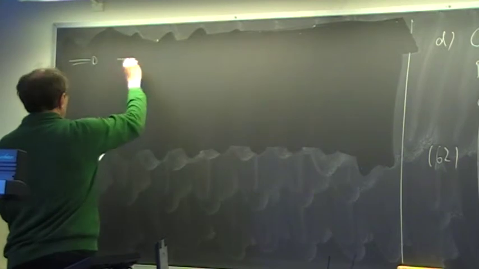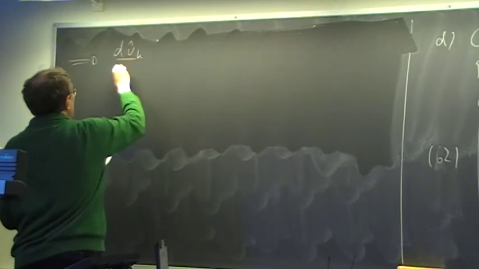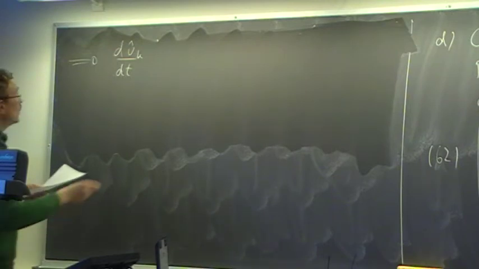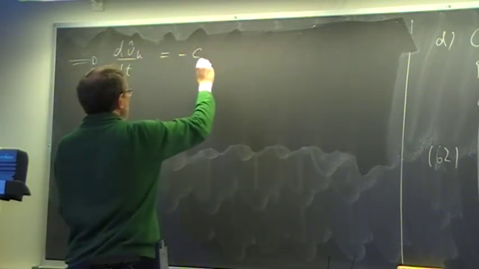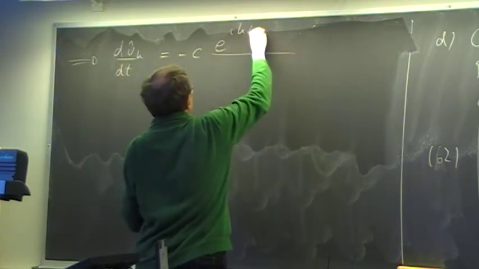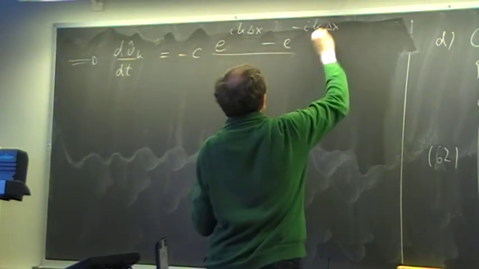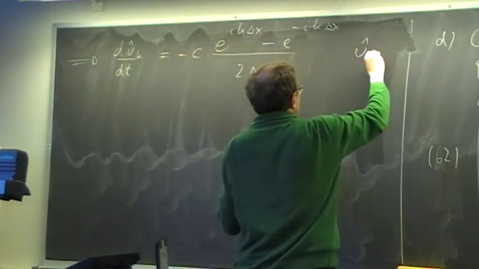So just dividing by e to the I k x j, we get the time derivative of the amplitude of the Fourier mode. And on the right hand side we get minus c times e to the I k delta x minus e to the minus I k delta x, divided by 2 delta x, times u hat k.